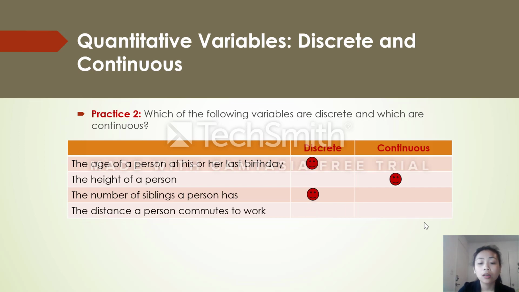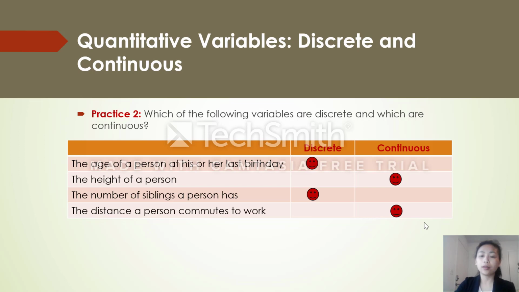The distance of a person's commute to work. You can live 2.5 miles from your workplace, 1.2 miles from your workplace, or 2.566 miles from your workplace. So the values of this variable cannot be listed, because the value of this variable can take any value in any interval. So that is an example of continuous.